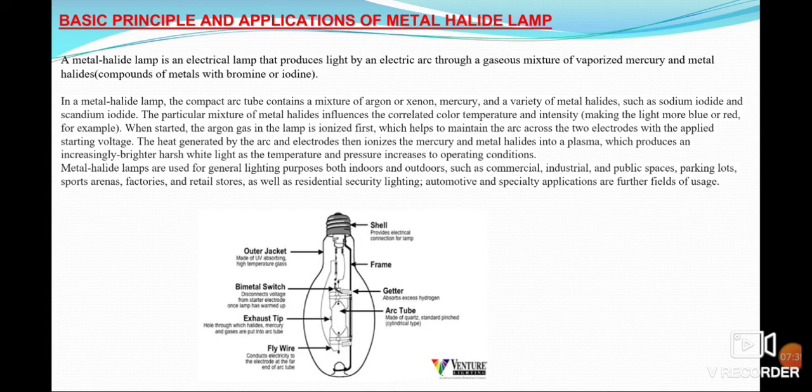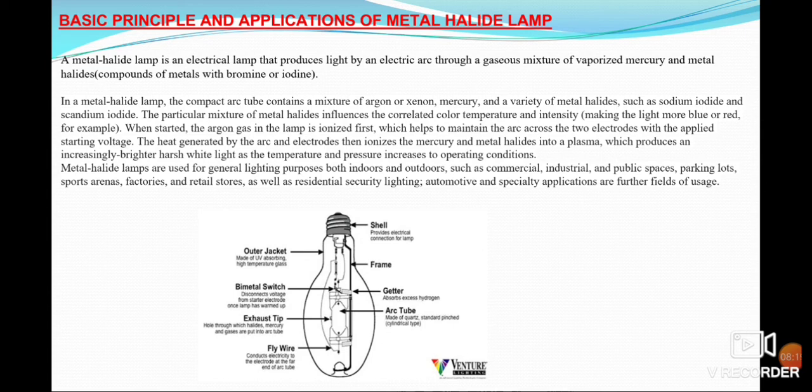In a metal halide lamp, the compact arc tube contains a mixture of argon or xenon, mercury, and a variety of metal halides such as sodium iodide and scandium iodide. The particular mixture of metal halides influences the correlated color temperature and intensity, making the light more blue or red, for example. So when started, the argon gas in the lamp is ionized first, which helps to maintain the arc between the two electrodes with the applied starting voltage.